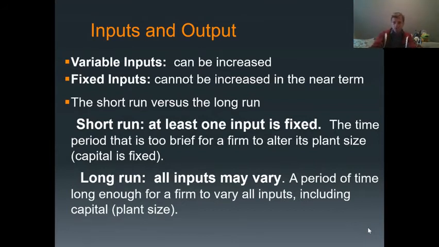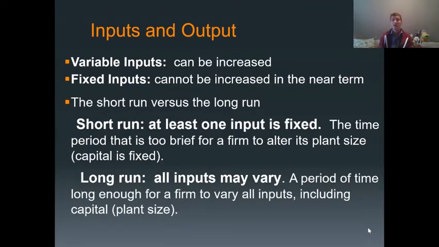Now, to go a little closer, thinking about inputs and outputs, there are two main types of inputs: variable inputs and fixed inputs. Variable, these are ones that can be increased at any point. These can be increased, I should say decreased as well. These can be changed. Things like labor, things like certain raw materials, these can be purchased in a relatively short amount of time. They don't require a whole lot of planning.